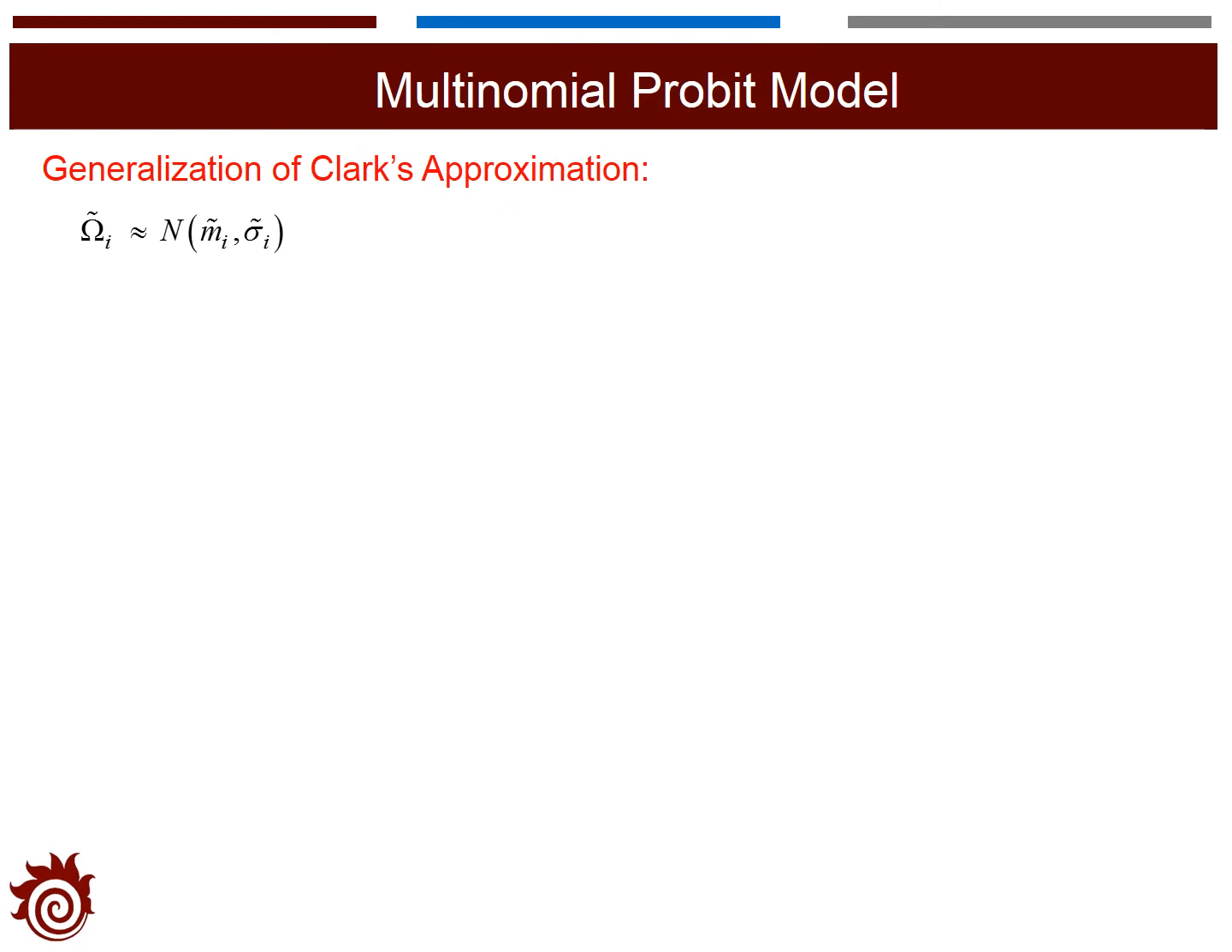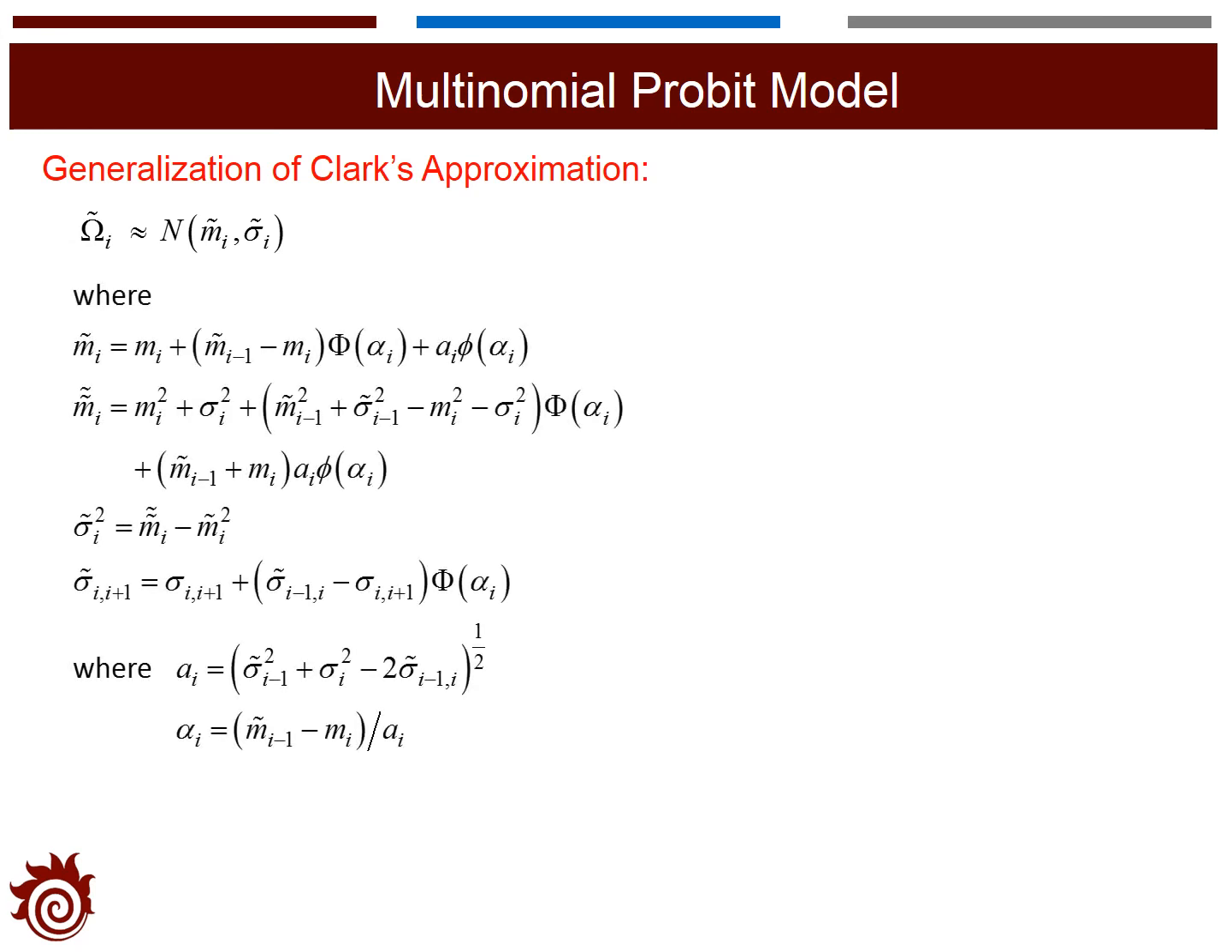Here we will summarize the generalization of Clark's approximation. Omega i tilde follows a normal distribution with mean mi tilde and variance sigma i tilde. And this equation shows the parameters applied for the distribution. We can get the mean mi tilde, the second absolute moment mi double tilde, the variance sigma i square tilde, and the covariance between omega i tilde and omega i plus 1.